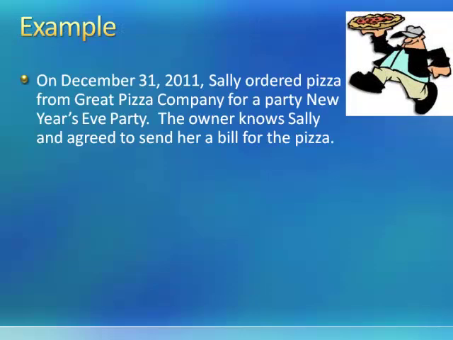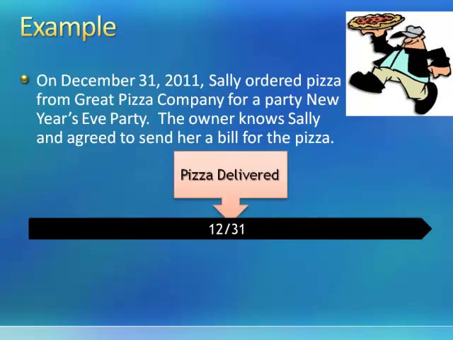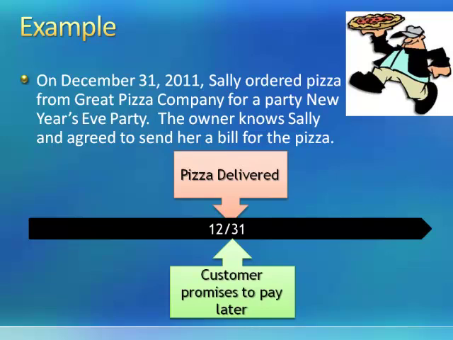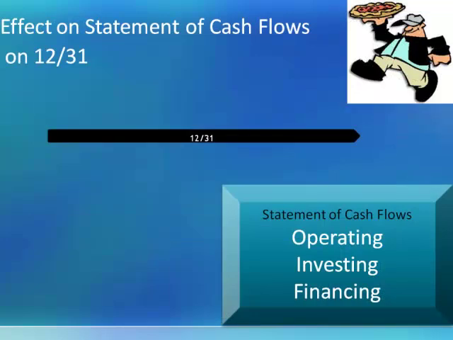Next, we have Sally ordering a pizza for a party on New Year's Eve. The owner knows Sally and agreed to send her a bill for the pizza. So on 12/31, the pizza was delivered and the customer promises to pay later. At some point in the future, cash is received. We want to take a look at the financial statement effect on 12/31.